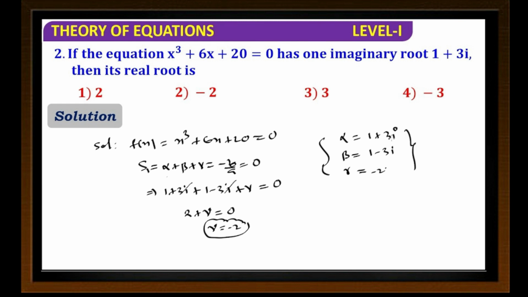So our required roots are 1 plus 3i, 1 minus 3i and minus 2. 1 plus 3i and 1 minus 3i are the imaginary roots. So real root is minus 2. So second option is the right option.